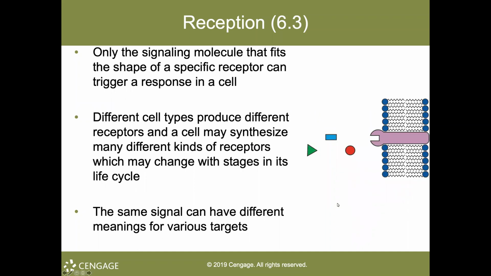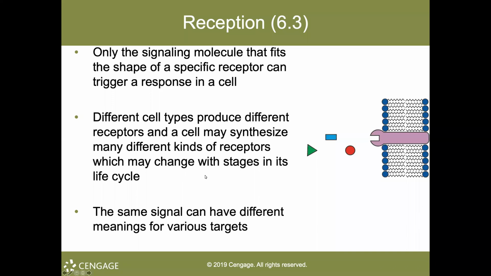So again, I gave you an overview of what's to come. We'll talk about the signaling molecules. The signaling molecules are going to fit the shape of the specific receptor. All signaling molecules will not bind the same receptor. These signaling molecules are specific for a certain receptor. Your receptor is going to have a specific shape that's specific for that ligand, or that signaling molecule.